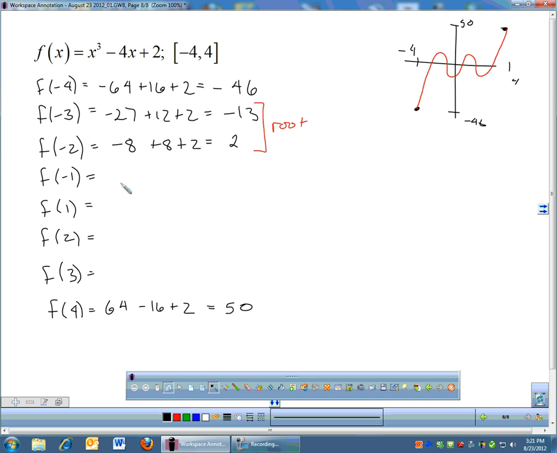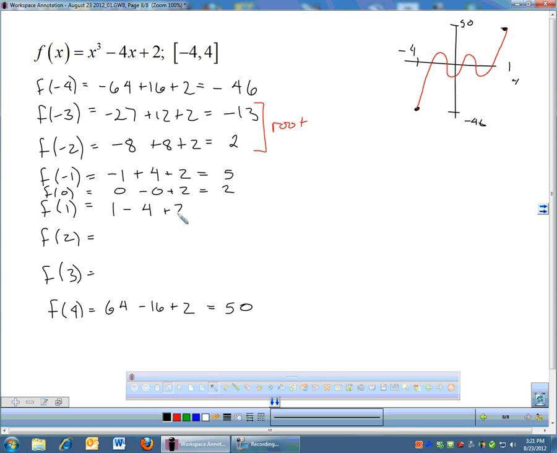Okay, let's keep going. Isn't this fun? Negative 1. Negative 4 times negative 1, that'd be plus 4, plus 2. That would be 5. No root. Went from positive 2 to 5. No roots. Hey, I skipped 0. Let's plug in 0. That was stupid of me. 0 cubed minus 4 times 0 plus 2 is 2. Still no roots. Plug in 1. 1 cubed minus 4 times 1 plus 2 is 1 minus 4, which is negative 3, plus 2 is negative 1. I changed signs. There's a root.